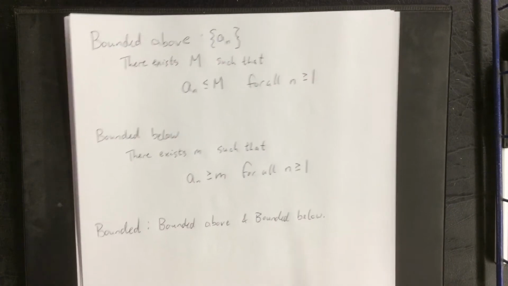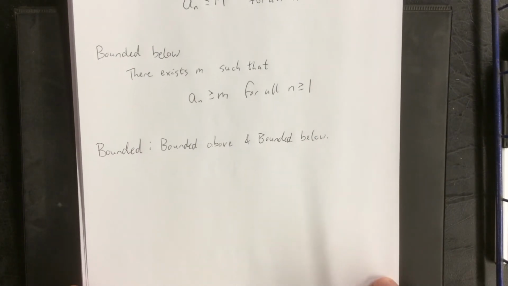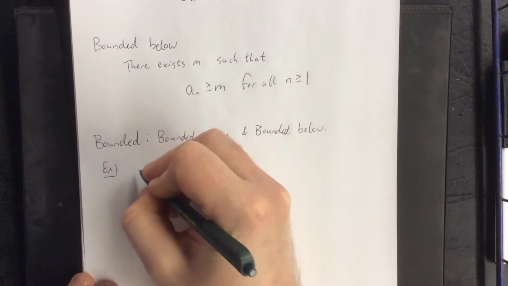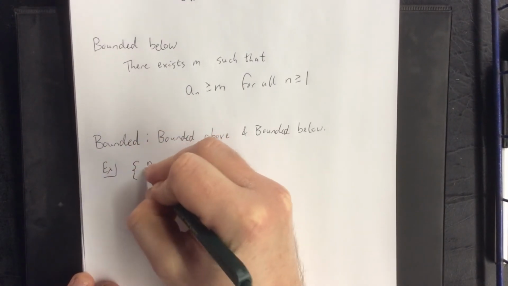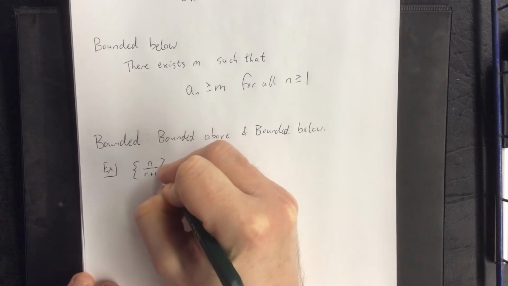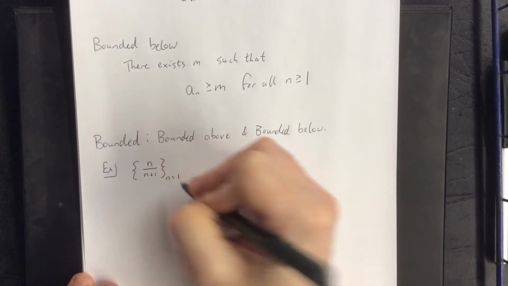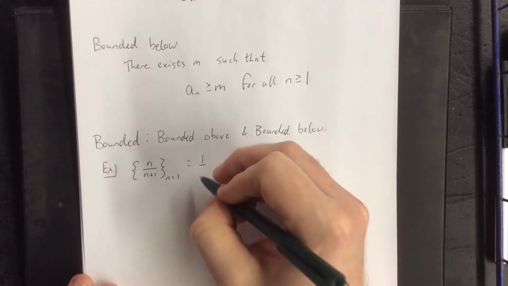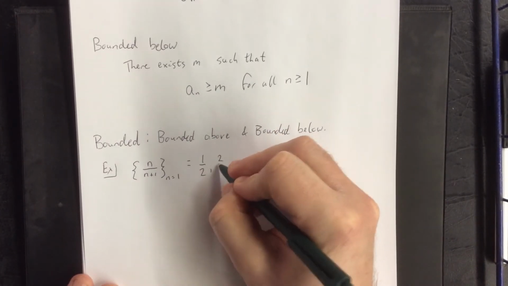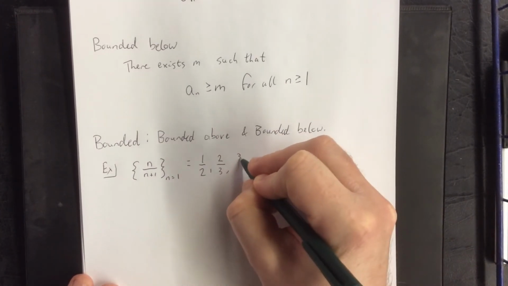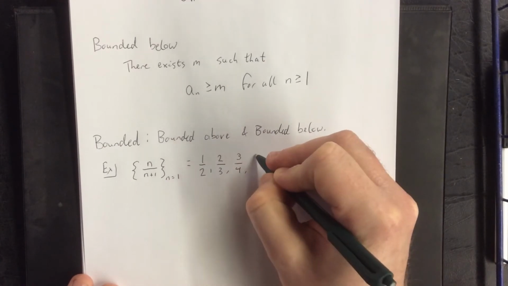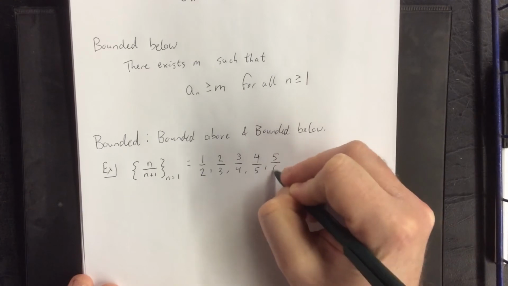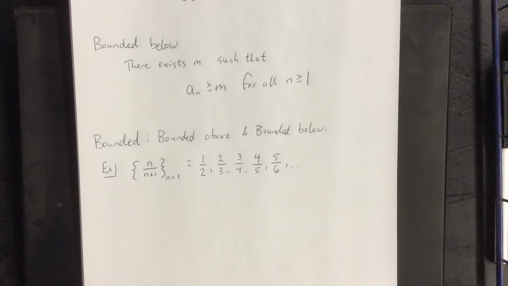To give a quick example of the things that we have been working with so far, I would like to consider the following sequence. The sequence I'd like to consider is n over n plus 1, and we'll start this off at n equals 1. So just to throw some terms out here, for n equals 1 we would get 1/2, for n equals 2, 2/3, for n equals 3 it'd be 3/4, for n equals 4, 4/5. For n equals 5, 5/6, and so forth and so on.